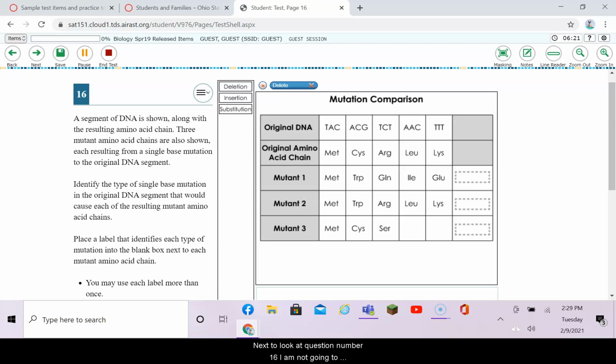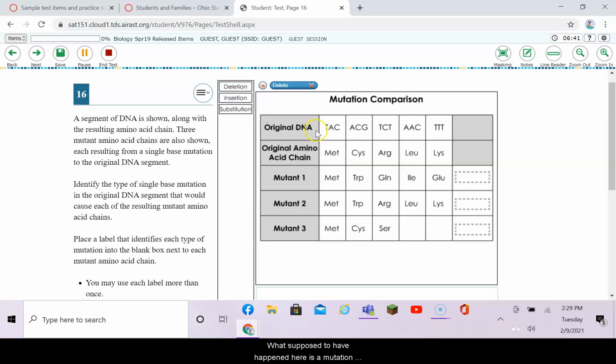Next, we'll look at question number 16. I'm not going to read you the instructions. I'm just going to explain it to you. So we have a chart here. It has original DNA. And then we have the original amino acid change from the DNA. Remember, we go from DNA to RNA to protein. And protein is made up of amino acids.